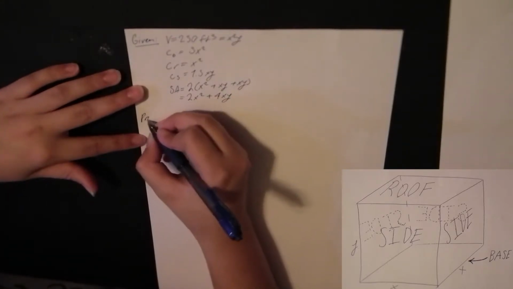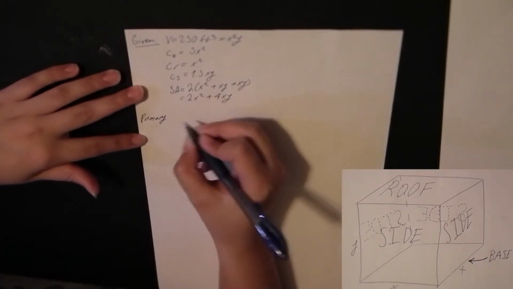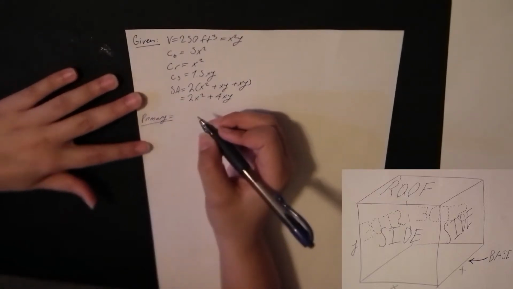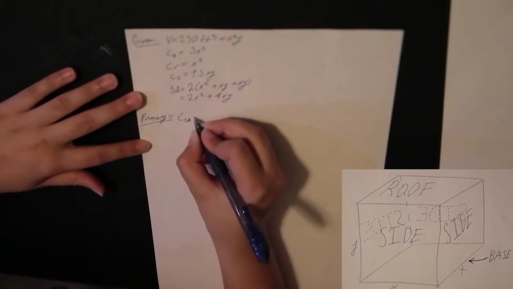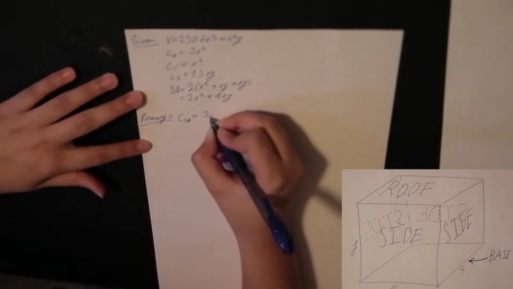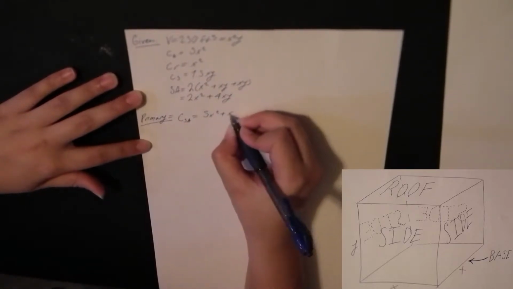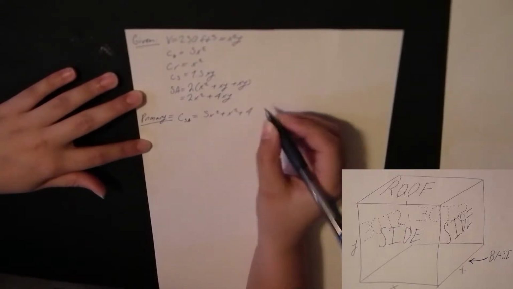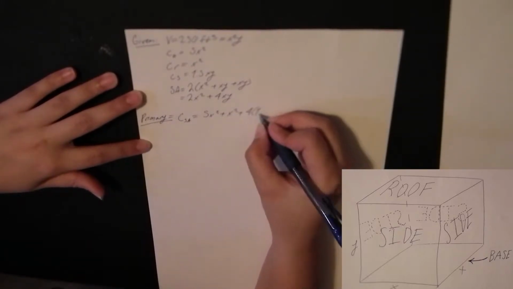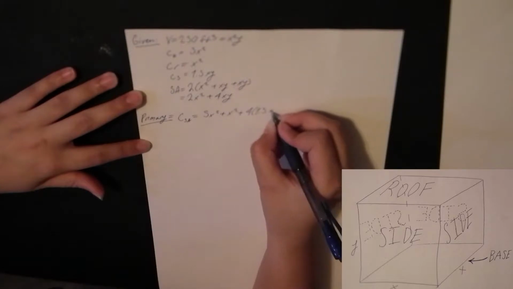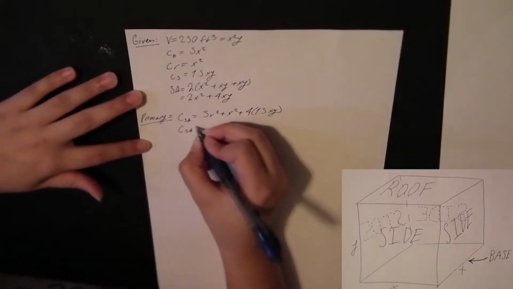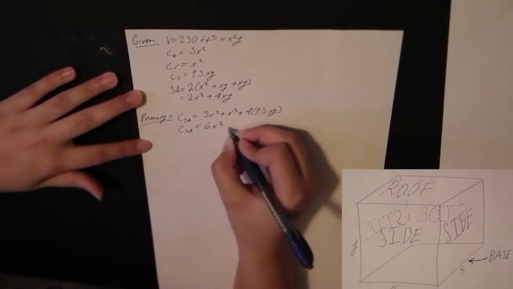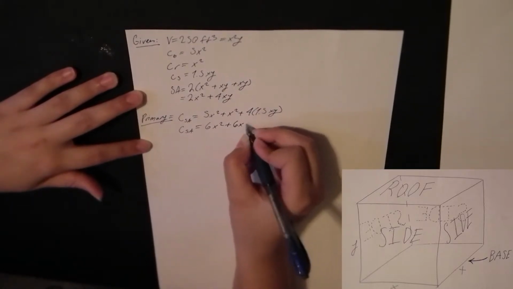Next step is to find the primary equation. This is what we will be optimizing. The cost of the surface area equals 5x squared plus x squared plus 1.5xy times 4. The cost of the surface area equals 6x squared plus 6xy.